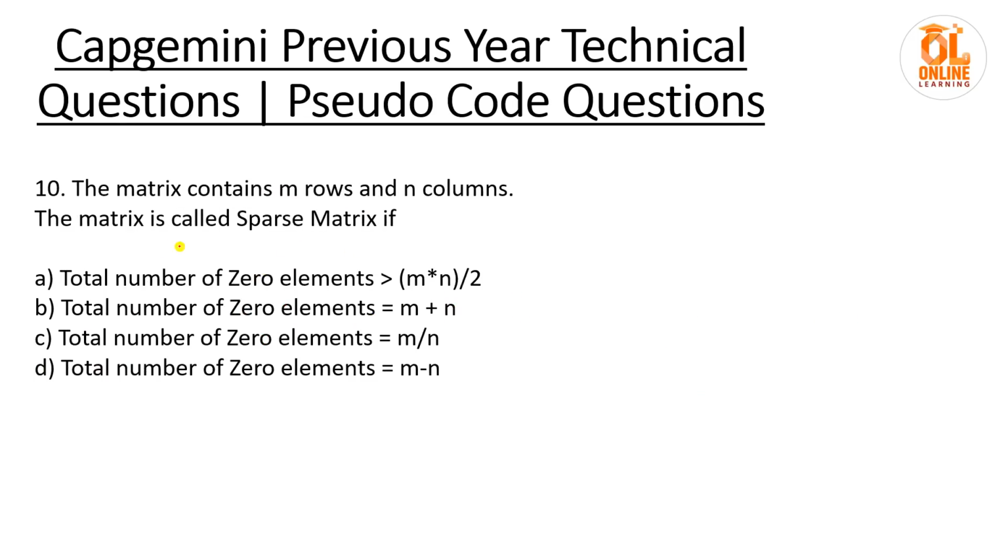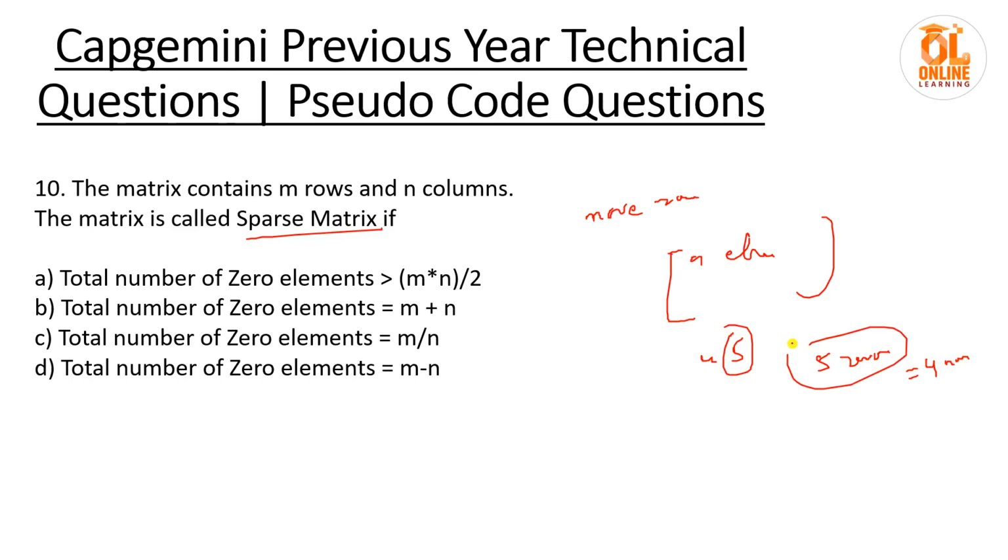Coming to the last question for today. The matrix contains m rows and n columns. The matrix is called a sparse matrix if... Okay, a sparse matrix is basically a matrix which has a large number of zeros. So if the matrix is 3 by 3 and we have 9 elements in it, it should have at least 5 zeros to call that matrix a sparse matrix, because if 5 elements are zeros, the other 4 are non-zeros. So when the zero count is high, that matrix is termed a sparse matrix.